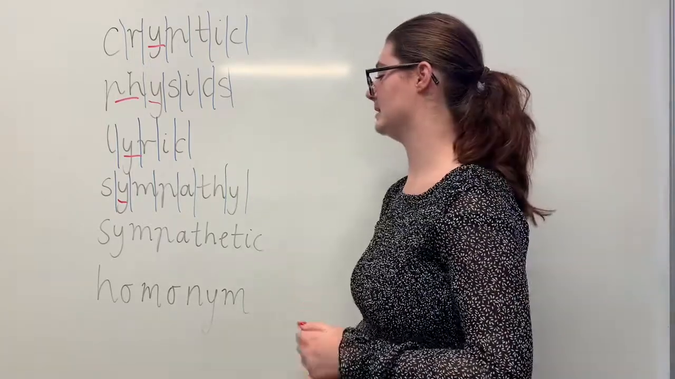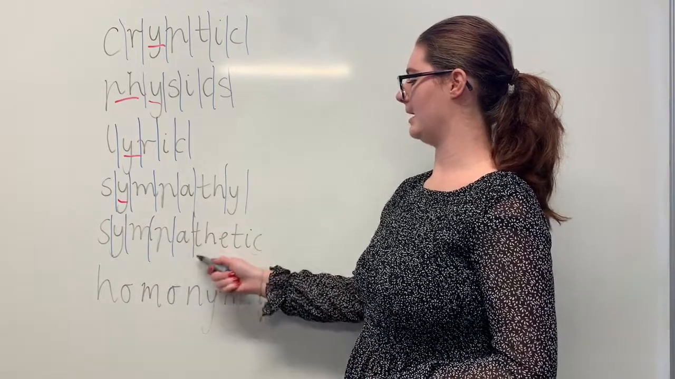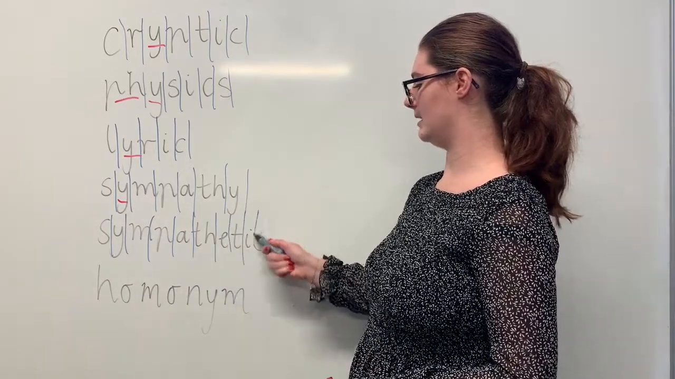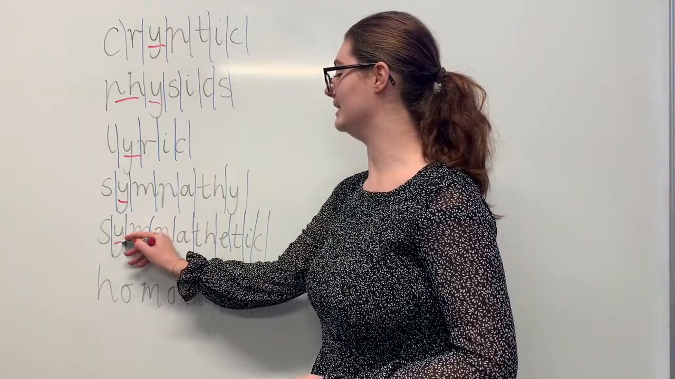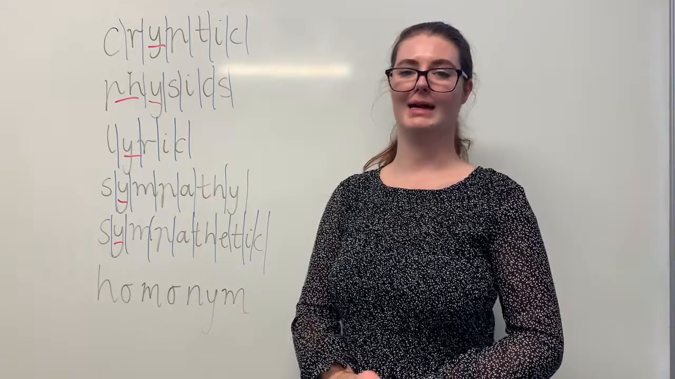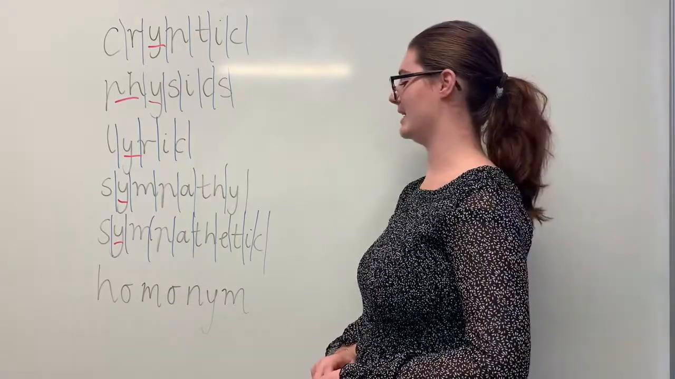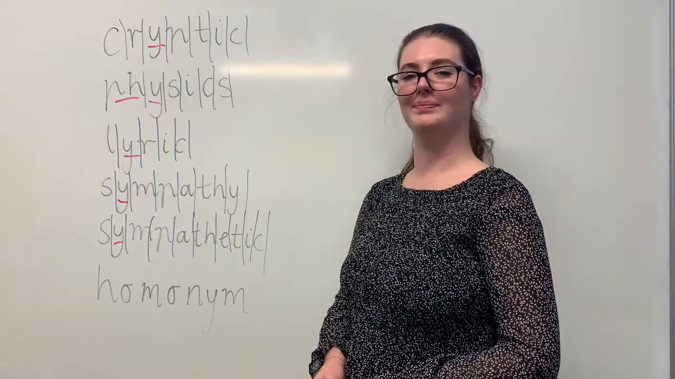The letters in sympathetic are S, Y, M, P, A, T, H, E, T, I, C. And the part we need to remember is the Y graph making the i sound. Can you teach it to me? Sympathetic. S, Y, M, P, A, T, H, E, T, I, C. Our last word is homonym.